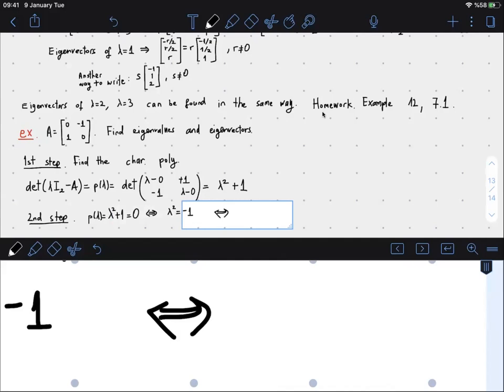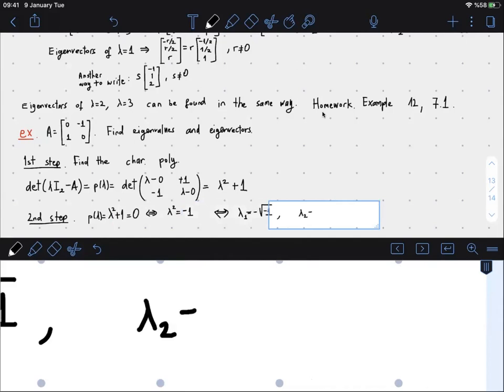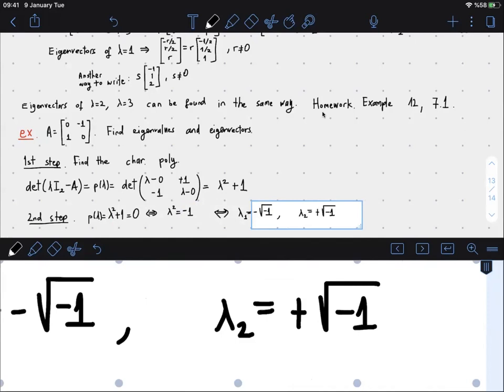Not too much, but lambda squared equals -1 has the following two roots. Lambda 1 equals minus square root of -1. And the second root is plus square root of -1. We saw this in high school. These two numbers are something called imaginary numbers.